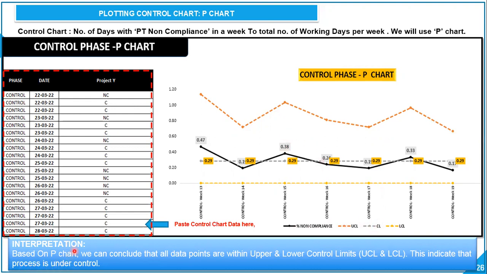So interpretation based on P chart, we can conclude that all data points are within upper and lower control limits. All data points are within these upper and lower control limits. This indicates that the process is under control. This is what we're going to indicate. This is our interpretation as well as our inference.